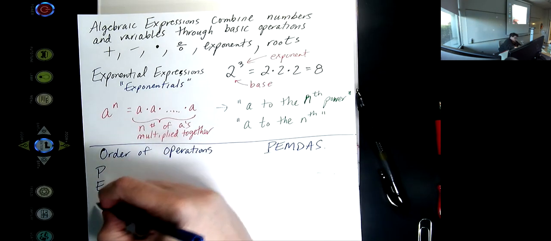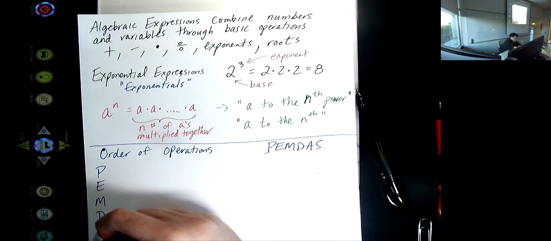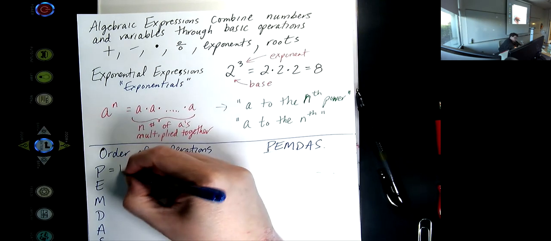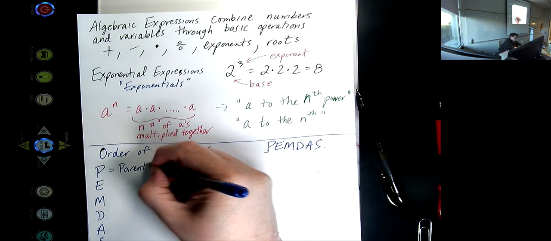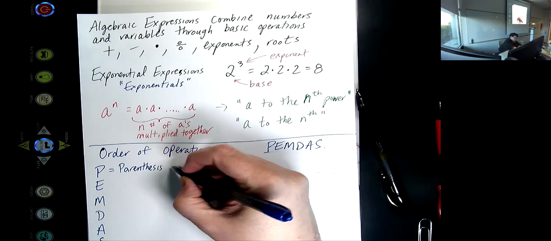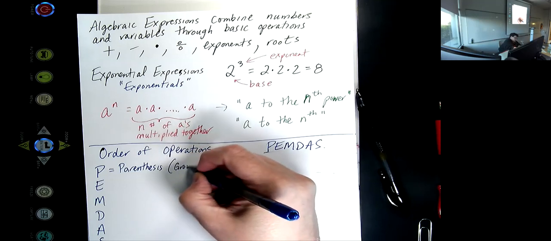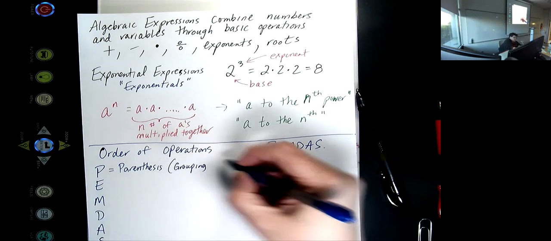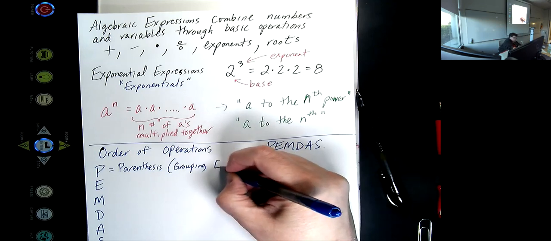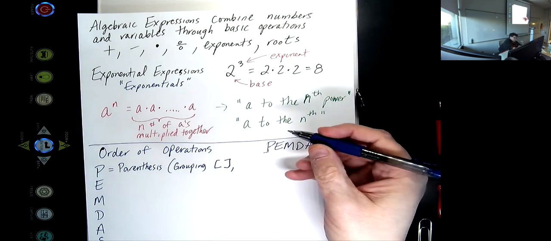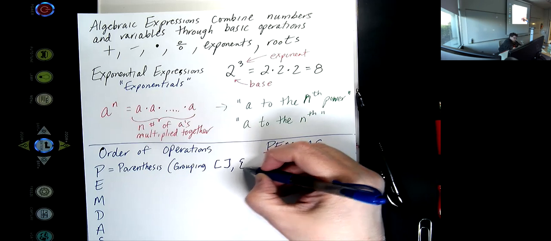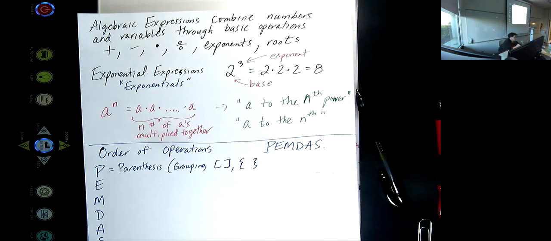These represent operations. P is for parentheses. This includes other grouping symbols, which could be like brackets. You can see curly braces in it, even though we said it's used for sets.